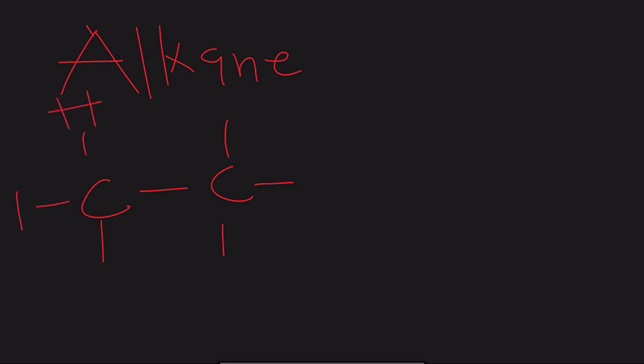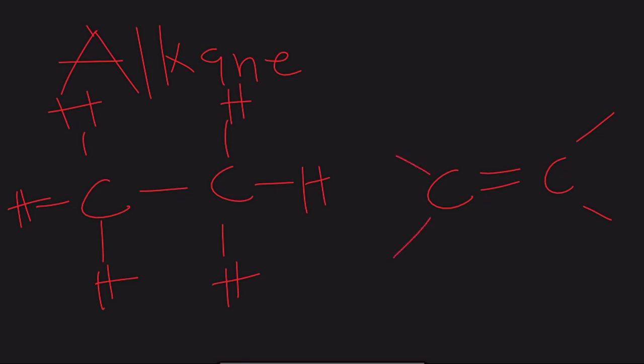Alright, so next on the list we'll be talking about alkenes, and here alkenes are carbons connected with double bonds, as I said earlier. These are some of the basic functional groups that we can get.